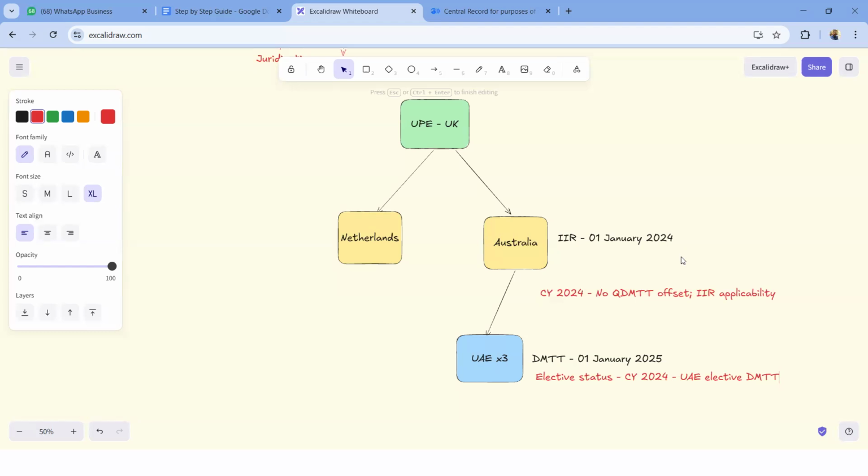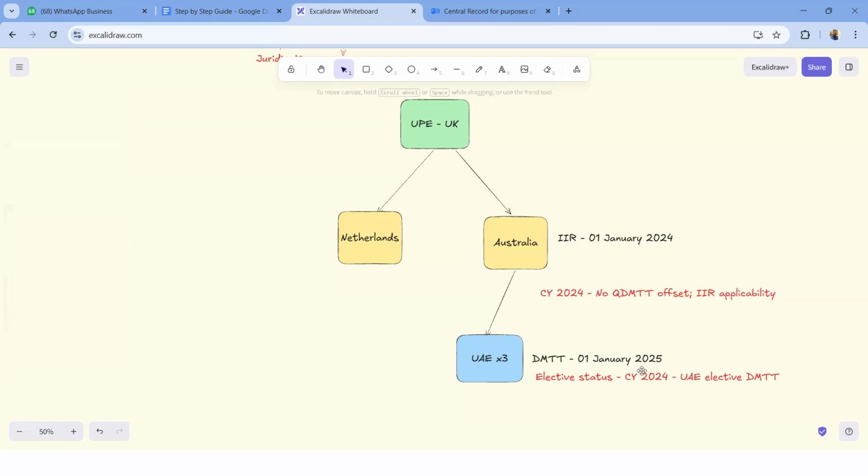Did you understand what is elective? So it is an elective, like there is no compulsion. DMTT law is coming only from 1st January. In 24, this UAE company and this group can elect whether to pay tax in UAE or pay tax in Australia. Okay, pay tax in UAE through the elective DMTT, or ignore this and we'll do the QDMTT or we'll do the IAR. You understand? This is elective DMTT. It's a short-lived thing when the introduction does not match.